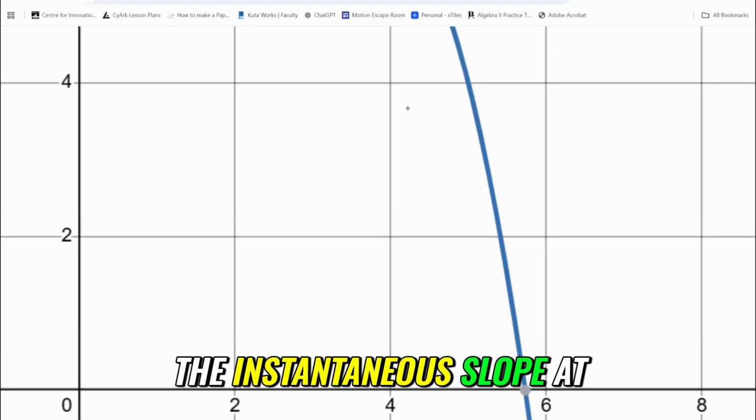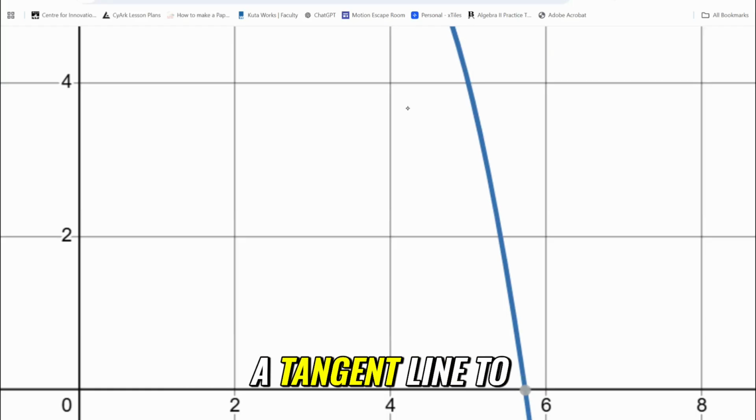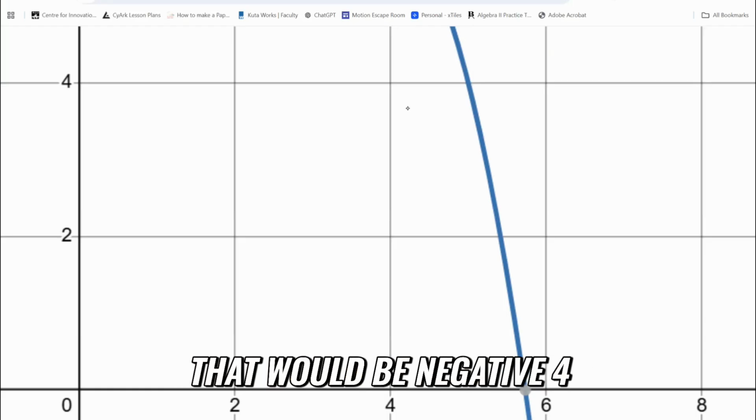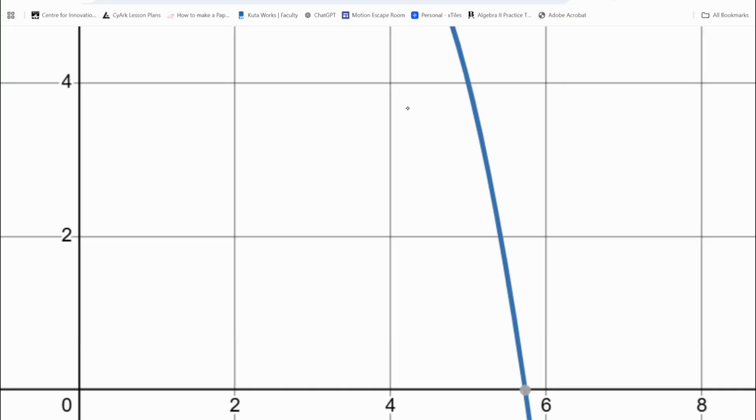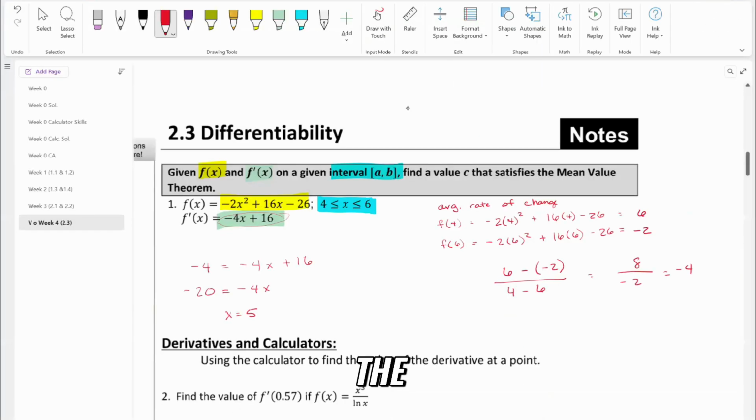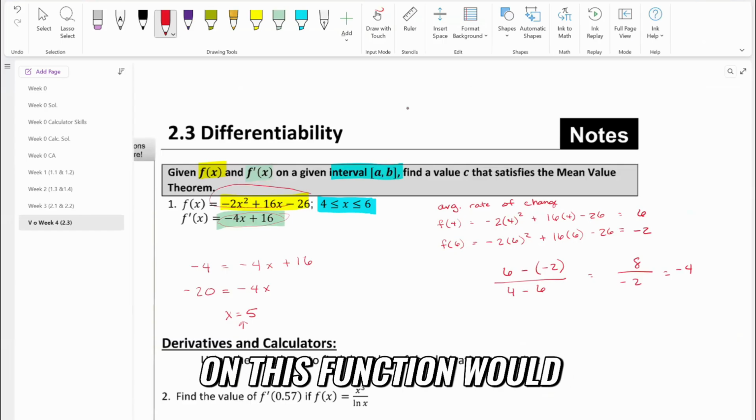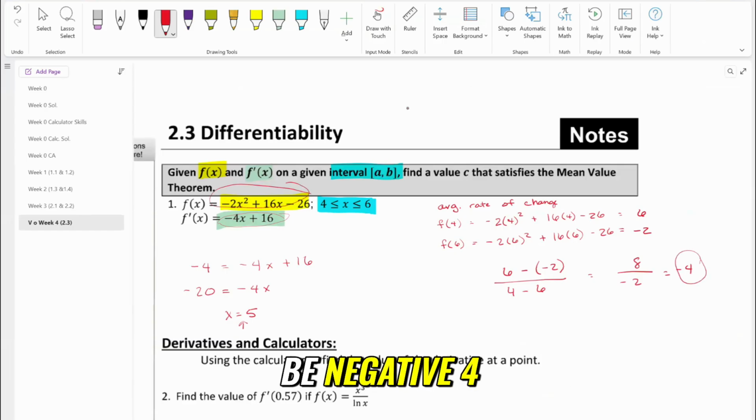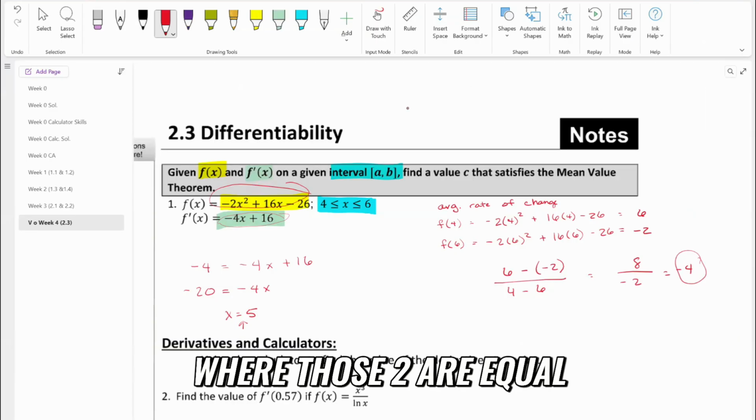The instantaneous slope of a tangent line to that would be -4. Do I need to say that again slowly? The slope of a tangent line at this point on this function would be -4. And it is equal to the average rate of change in that interval. That is the point where those two are equal.